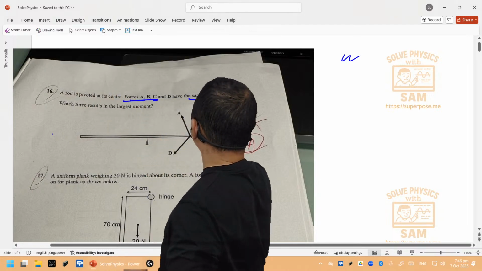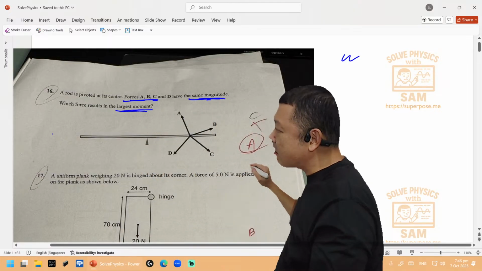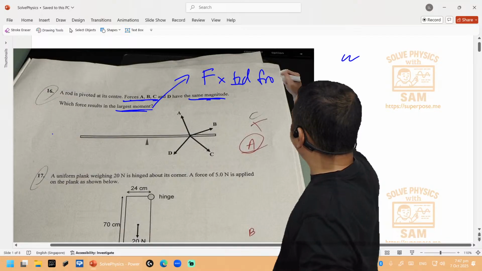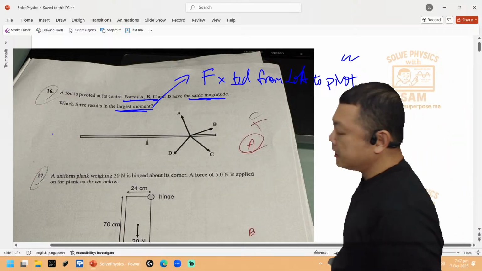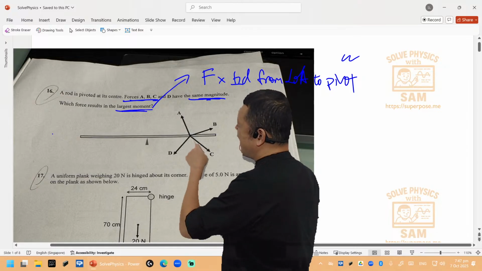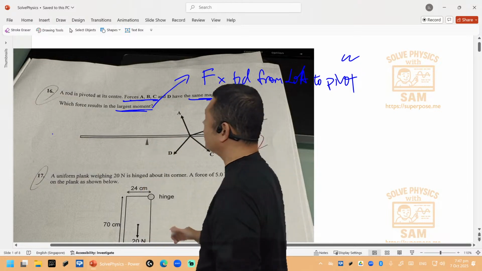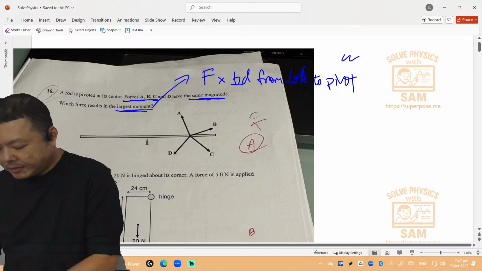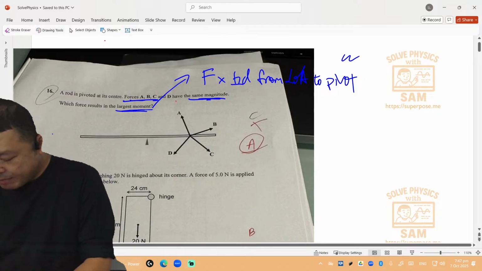So all the forces are the same. Which one gives you the largest moment? How do you calculate moments? Moment is force times perpendicular distance from the line of action to the pivot. So your job is to take your ruler and draw all the perpendicular distances from all these forces, and then measure which one is the longest line. I want you to learn how to find that perpendicular distance.